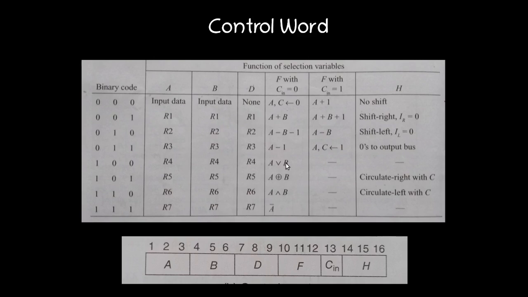Then logic operation: when 1 0 0, that is, when the MSB bit is 1, then logic operation will be performed. So 1 0 0 indicates A or B, 1 0 1 indicates A XOR B, 1 1 0 indicates A and B, 1 1 1 indicates A complement. The Cin has no significance in the case of logic operations.